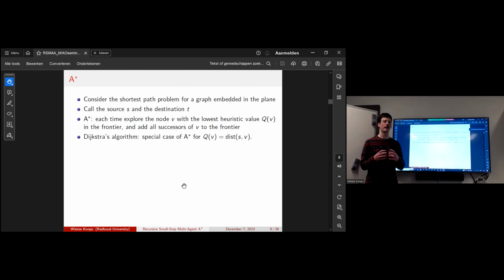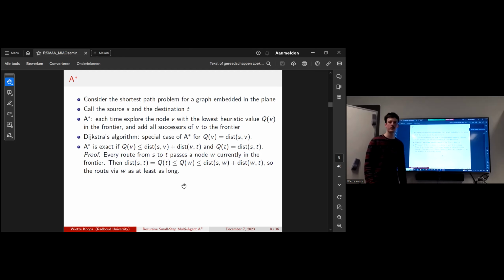Each time we're going to expand the vertex with the lowest heuristic value. And then we're going to add all successors of that vertex to our queue of open vertices, so to the frontier. Like I said, it works similar to Dijkstra, where we just pick the closest vertex to the source. So then our heuristic function is just the distance from the source to that vertex.